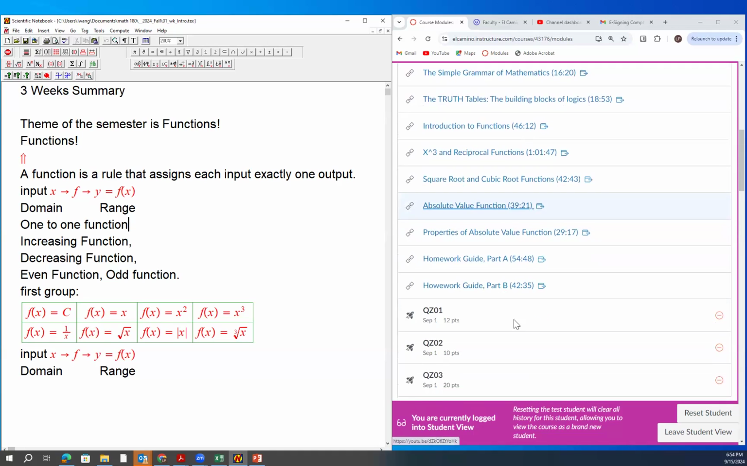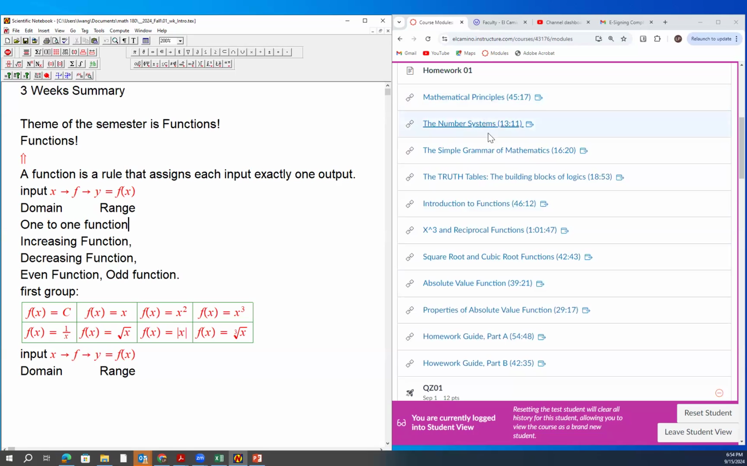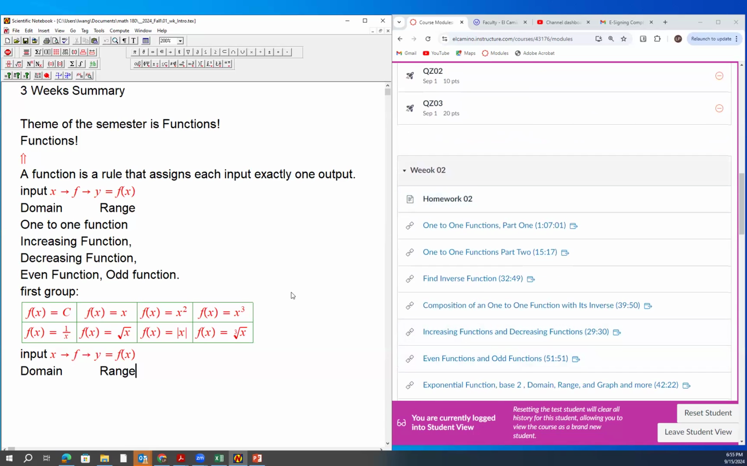In the first week, besides introducing those important concepts, mathematical principle, number system, grammar, truth table, we focus on these functions. The functions we talk about in the first set is 1, 2, 3, there's 8 of functions. The second set, we talk about the other concepts about functions, and then we apply them right away, which are one-to-one functions and compositional functions, increasing, decreasing function, even odd functions.